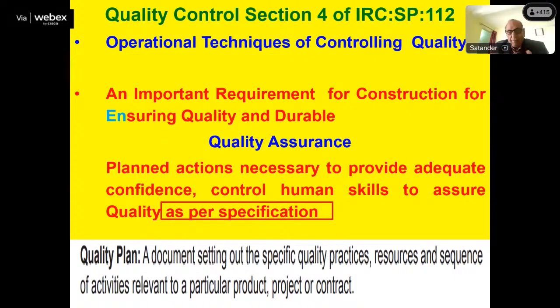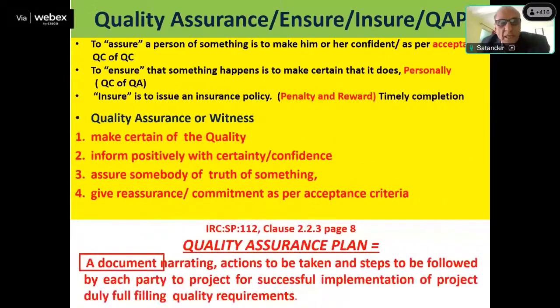Quality plan means if you write all these processes in a document, it is a quality plan. If you are writing quality control parameters, then it is a quality assurance plan. So this is the quality plan definition I have shown you at the bottom. Now, assure means to make a person confident about the acceptance. Yes sir, it is acceptable. Ensure means something personally you are doing.